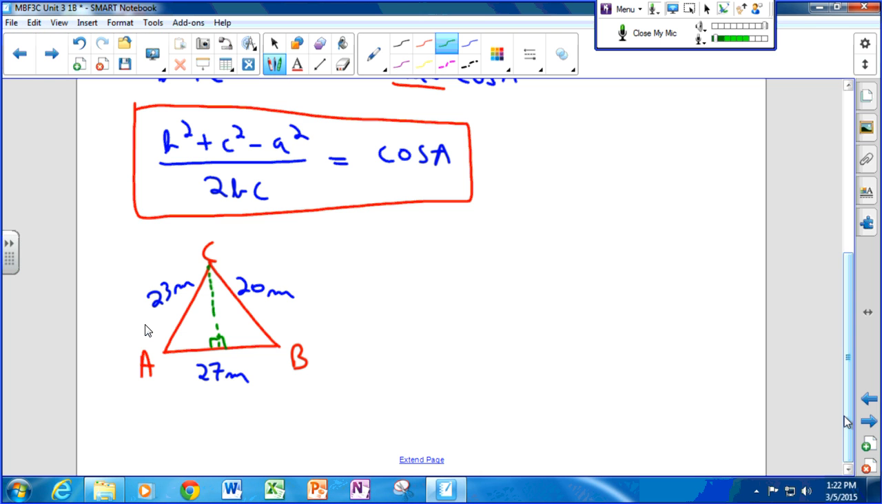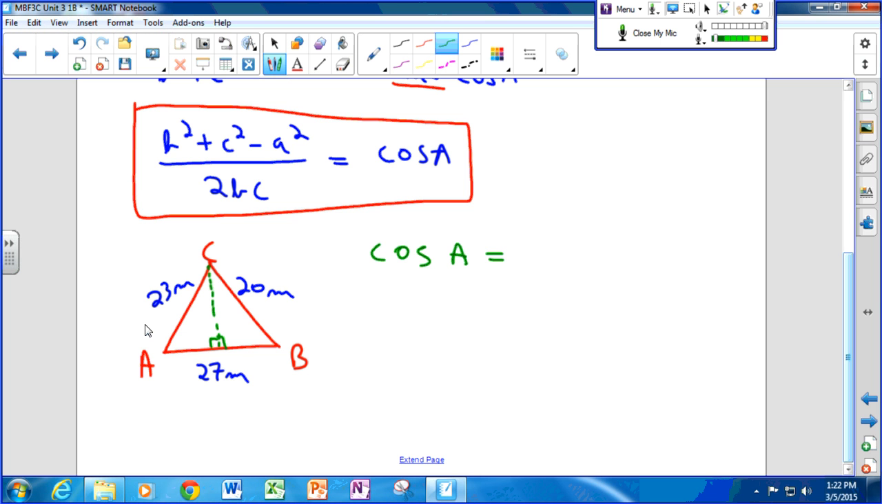So this is where we're going to use our formula that we just derived, which is the law of cosines. It's just been kind of turned around a little bit to allow us to find a cosine of an angle. All right, let's try it. Now remember, I'm going to write it out. I'm going to say cos A.